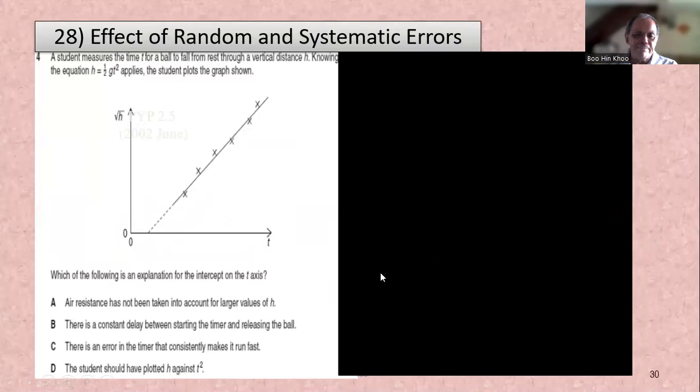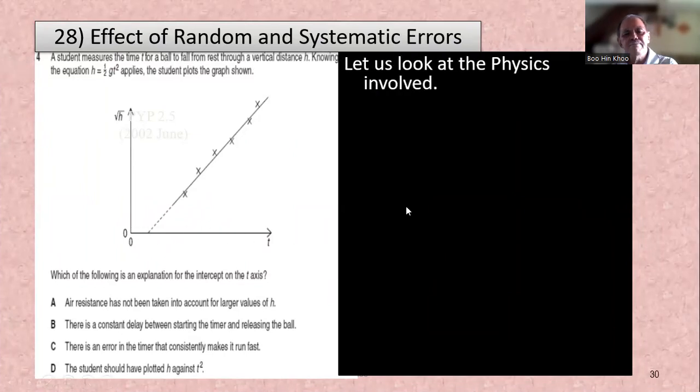Effect of random and systematic error. This is a partial question. A student measures the time t for a ball to fall from rest through a vertical distance h, knowing the equation h equals half g t squared applies. The student plots the graph. Which of the following is an explanation for the intercept on the t-axis? That's the t-axis.